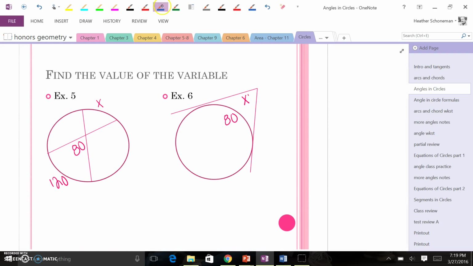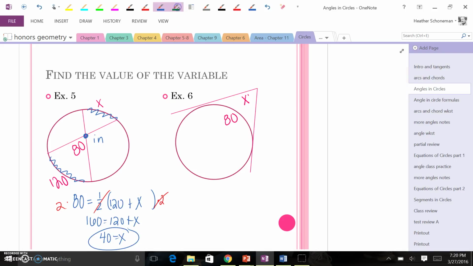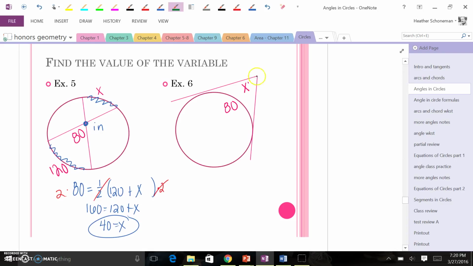Alright, more examples. Example 5, the vertex is inside the circle. So when it's inside the circle, the angle, which is 80, the angle is always the one closest to the vertex. The angle equals, and when it's inside, it's the average of the two arcs. So it's 1/2 of 120 plus x. And when you're adding, the order doesn't matter. Multiply both sides by 2. So I get 160 equals 120 plus x. So 40 equals x.